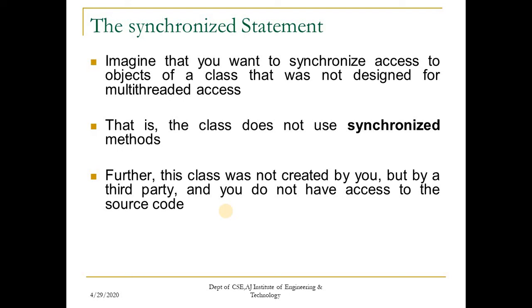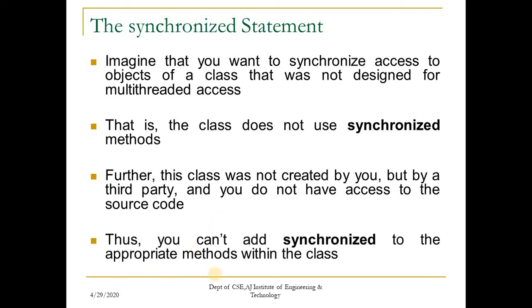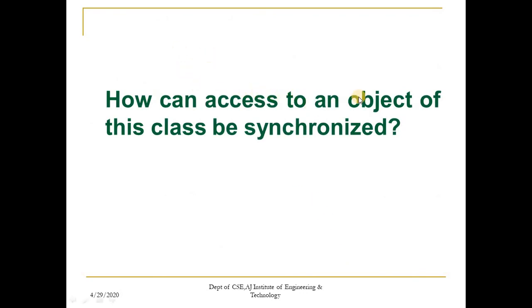Since it has been created by someone else, you cannot change the method of that class. You cannot make that method synchronized if you have not created that class. You can only use that class as it is. So in this case, what to do? You can't add synchronized to the appropriate method within the class since you have not created it. You are just going to use it. It has been created by someone else. So how can access to an object of this class be synchronized? How can you synchronize the object of the class that someone else has created?